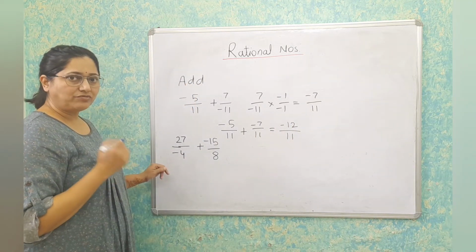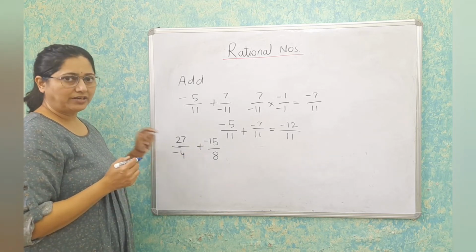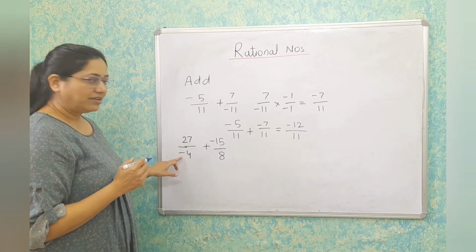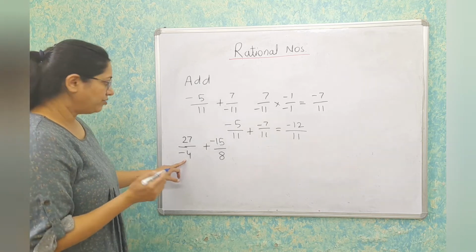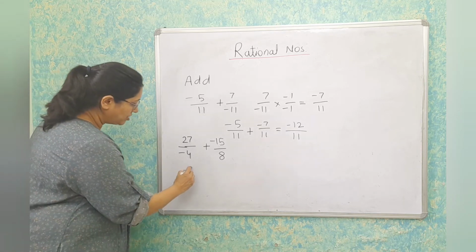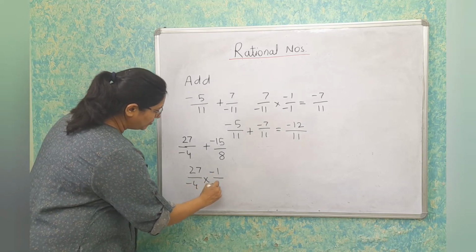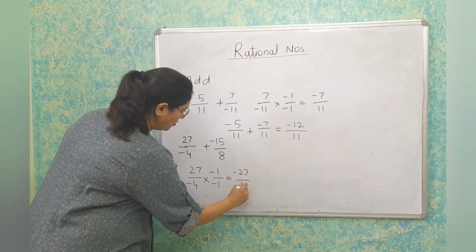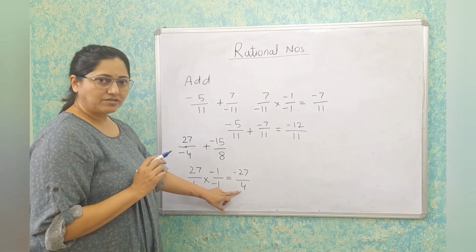In our second question, we have to add 27 upon minus 4 with minus 15 upon 8. Both the rational numbers have different denominators, and this rational number has a negative denominator also. So first I will make this denominator positive by simply multiplying this rational number with minus 1. So first I will write 27 upon minus 4 multiplied by minus 1 upon minus 1. So now it will be minus 27 upon 4. So the first condition is fulfilled, that the denominator is positive.